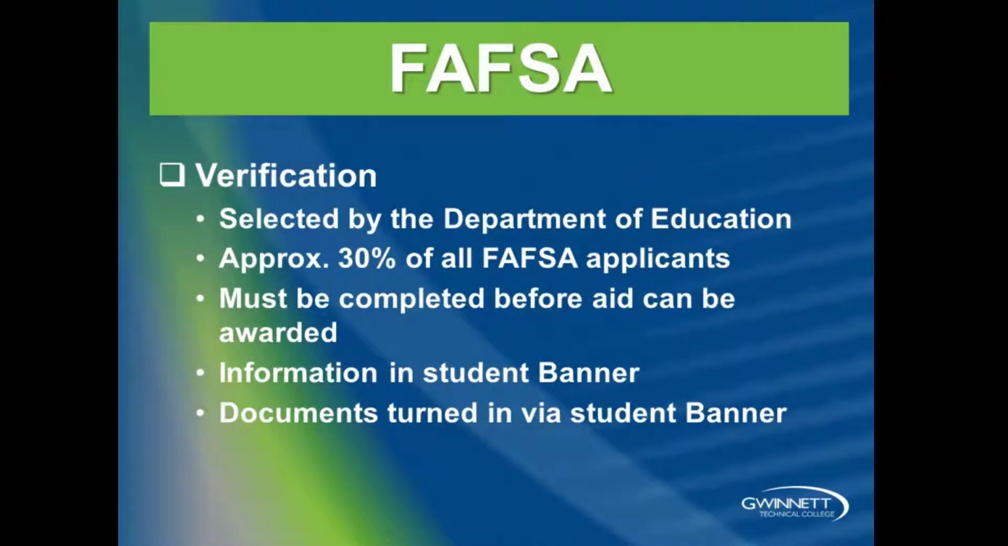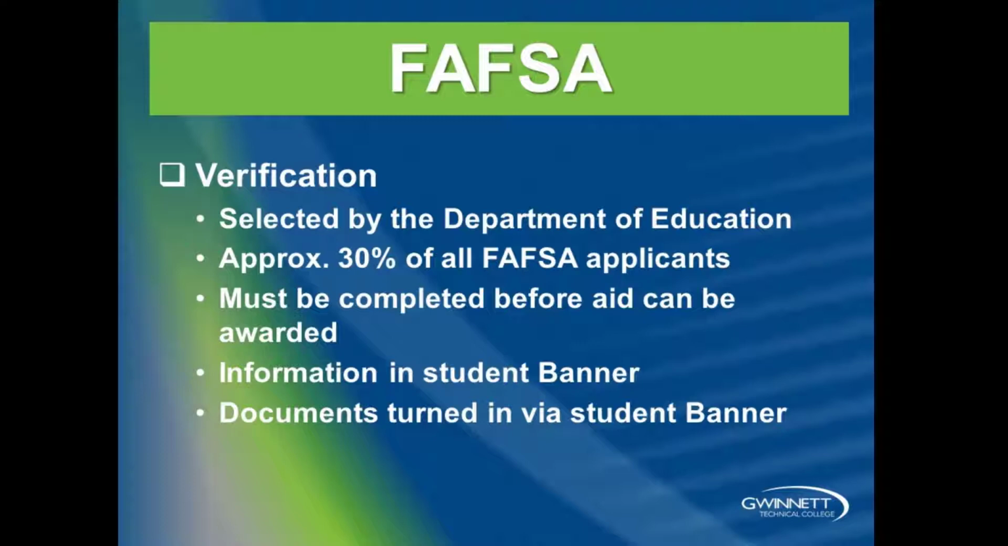The Department of Education selects approximately 30% of all FAFSA applicants to complete verification. If selected for verification, you must provide additional information in order for your FAFSA to be completed. This information can include tax documents or personal information. Before Gwinnett Tech can award any financial aid, the verification process must be completed.